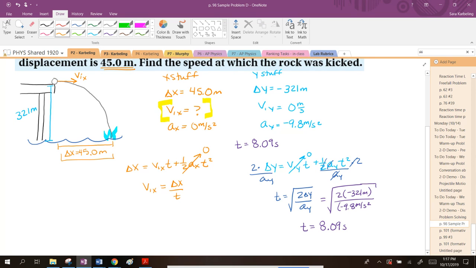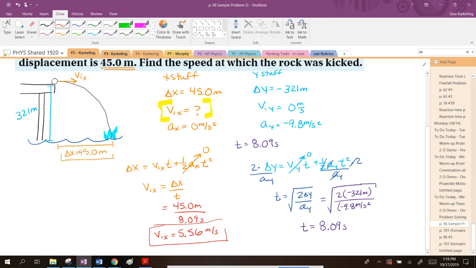So delta x is 45. Plug that in. 45 meters divided by the time of 8.09 seconds. And then we can go ahead and divide that out. 45 divided by 8.09, and you get 5.56. So we'll go ahead and write that down. v_i in the x direction is 5.56 meters per second.